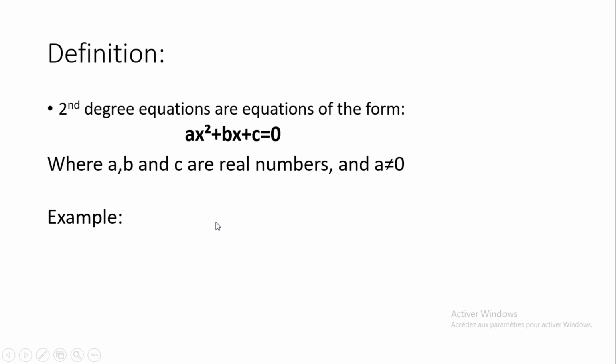So let's do an example. We have here 2x squared plus 5x plus 1 equals 0, and we want to determine what a is, what b is, and what c is. Can you guess it? As you can see, our a here is 2, our b here is 5, and our c is 1.